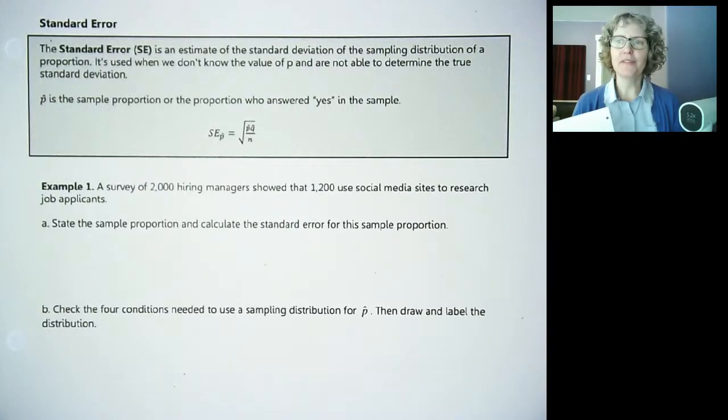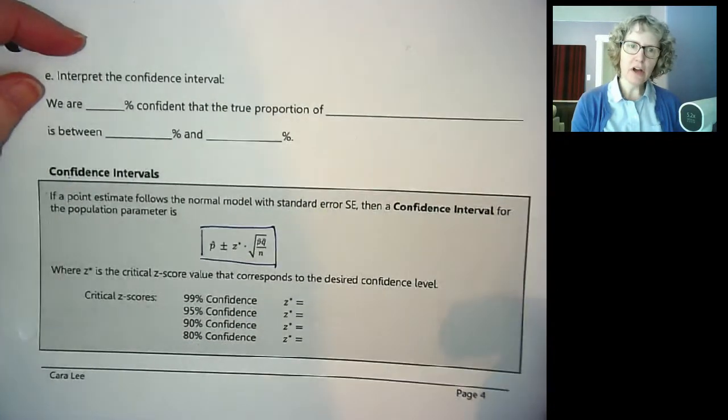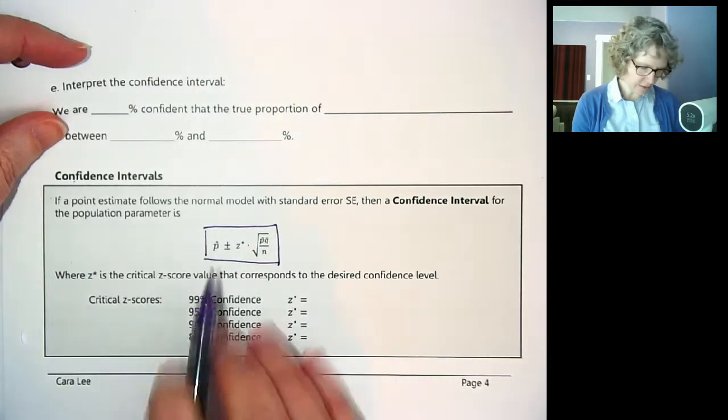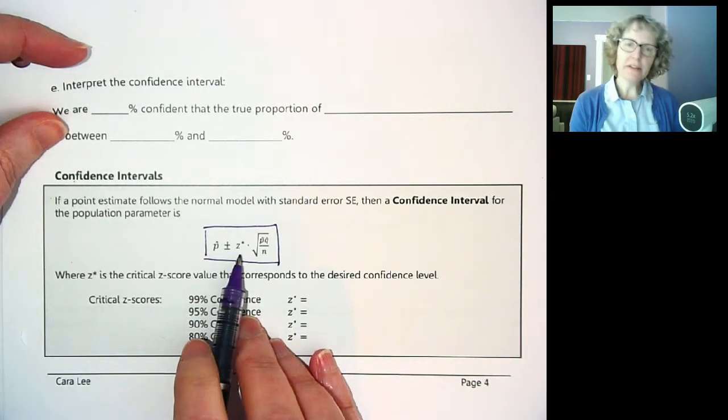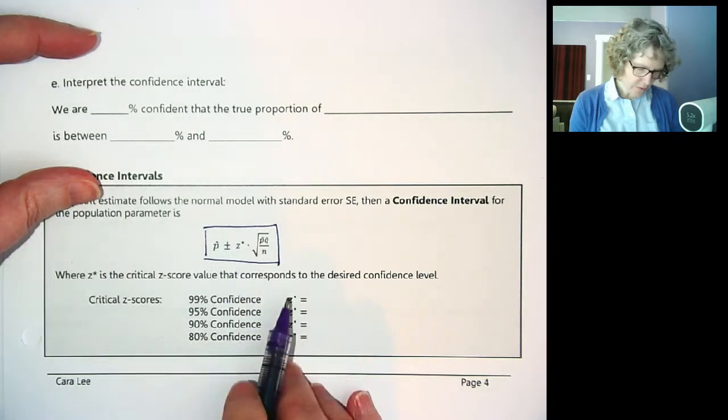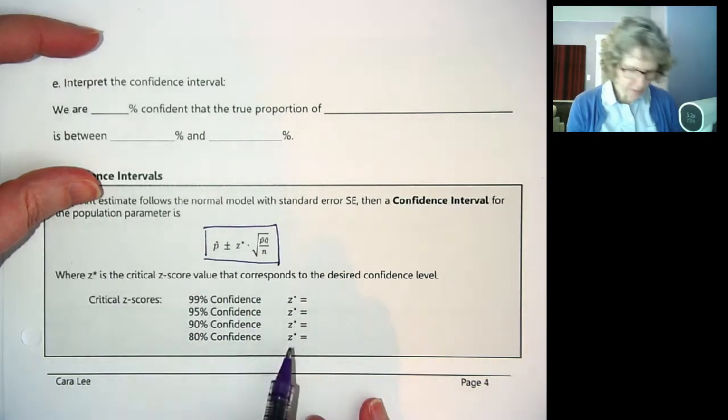Hi, this video is about the standard error, and remember we're working up to this confidence interval formula. So here's the confidence interval formula again. In the last video we found the Z star, and we found those 4 confidence levels. So I'm going to write them in here.